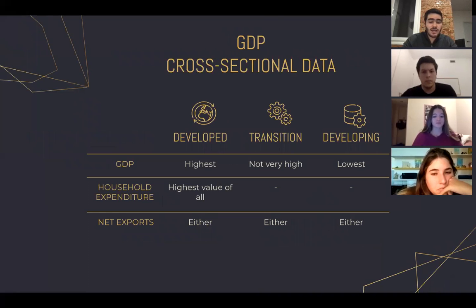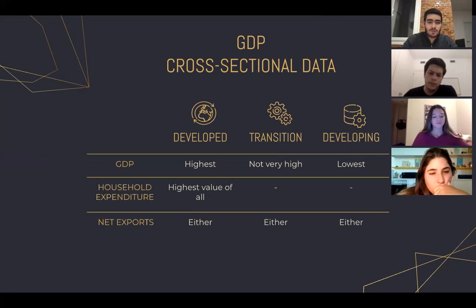Regarding cross-sectional data, we chose 3 developed, economic transition, and developing countries. When comparing the countries within the 3 categories and taking into consideration the GDP's components, we can state that there are many differences among them. To begin with, developing countries tend to have the lowest GDP among all nations that are being compared. Nonetheless, we can see that countries in economic transition do not have a very large GDP in comparison with developed countries who have the highest composition.